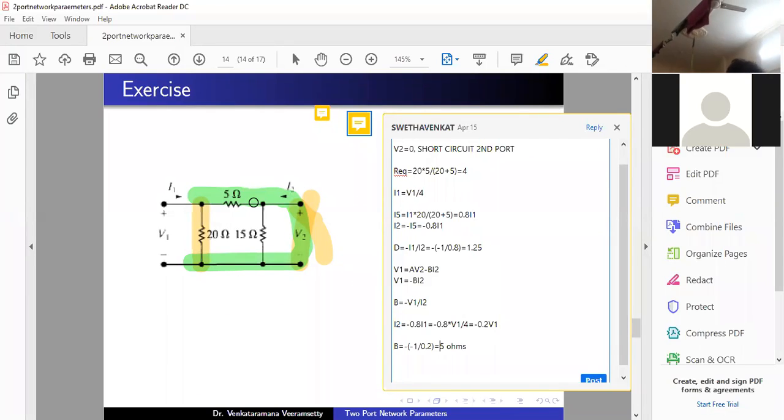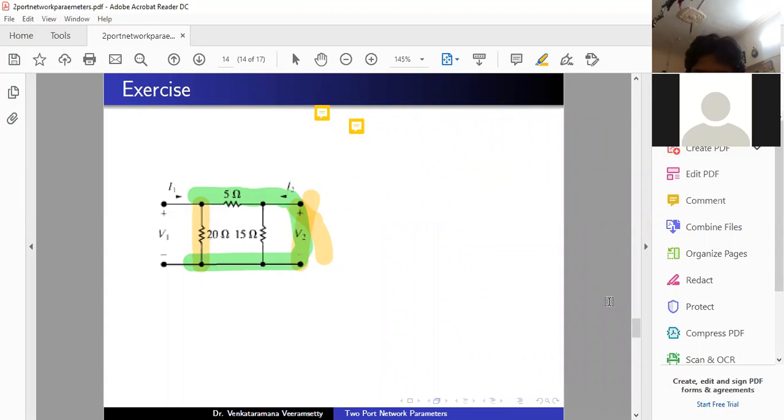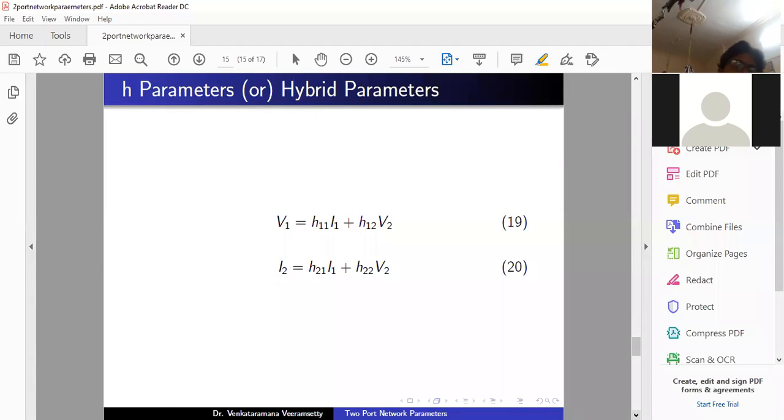So what about change of the order? Right. And now we will move to the hybrid parameters. One minute. Yeah, we will move to the hybrid parameters now. Right.